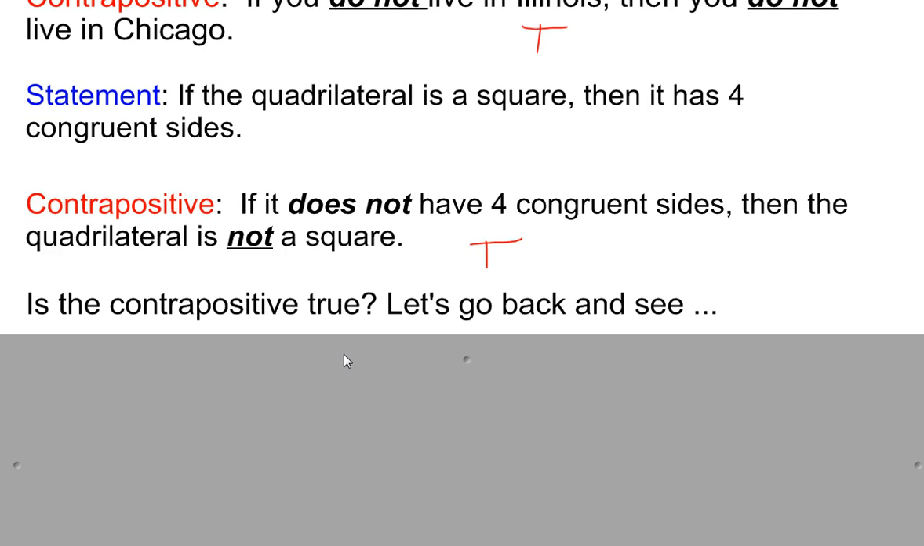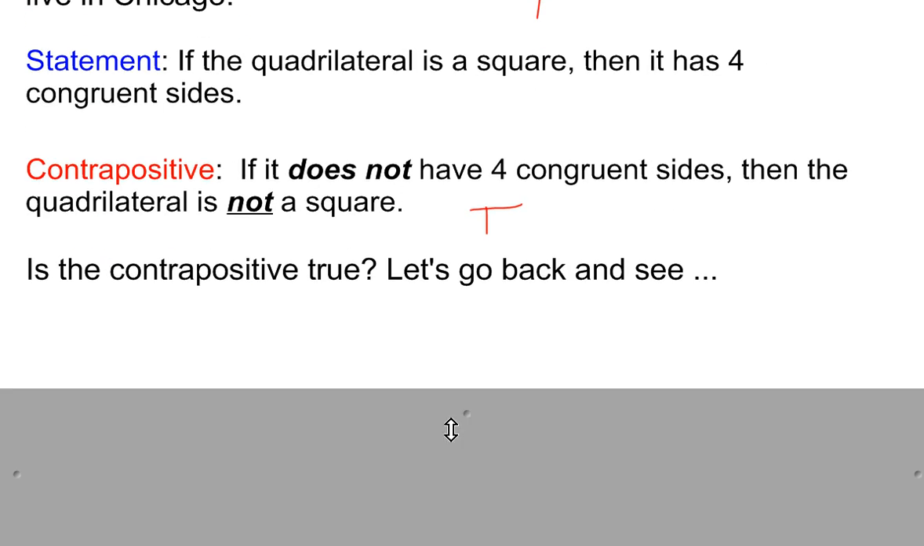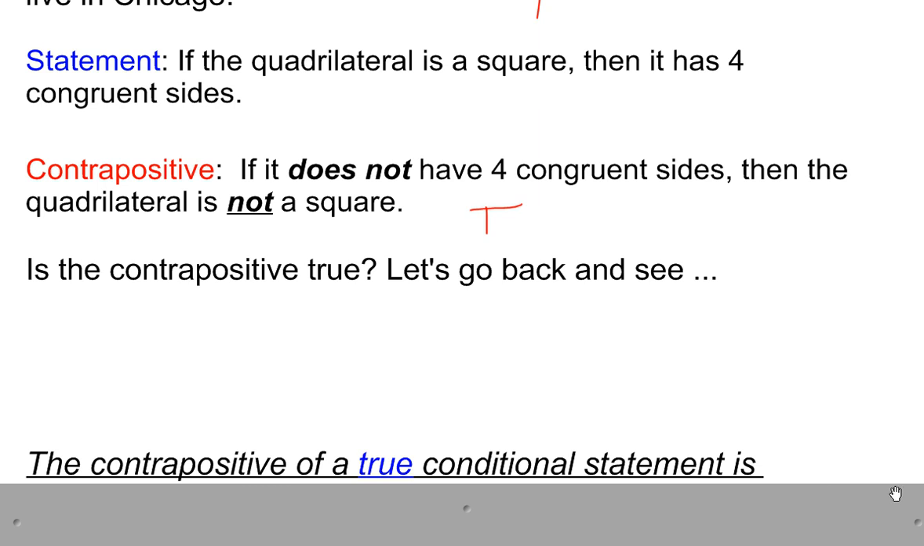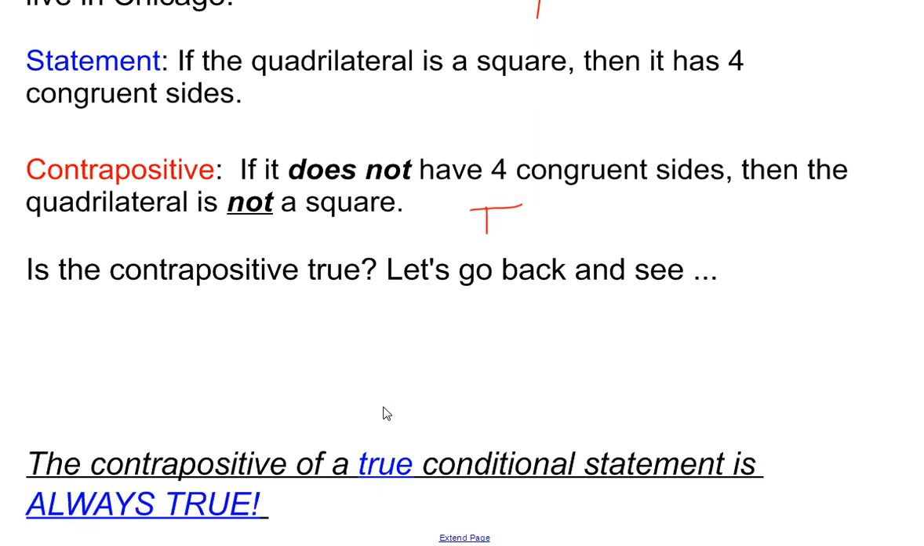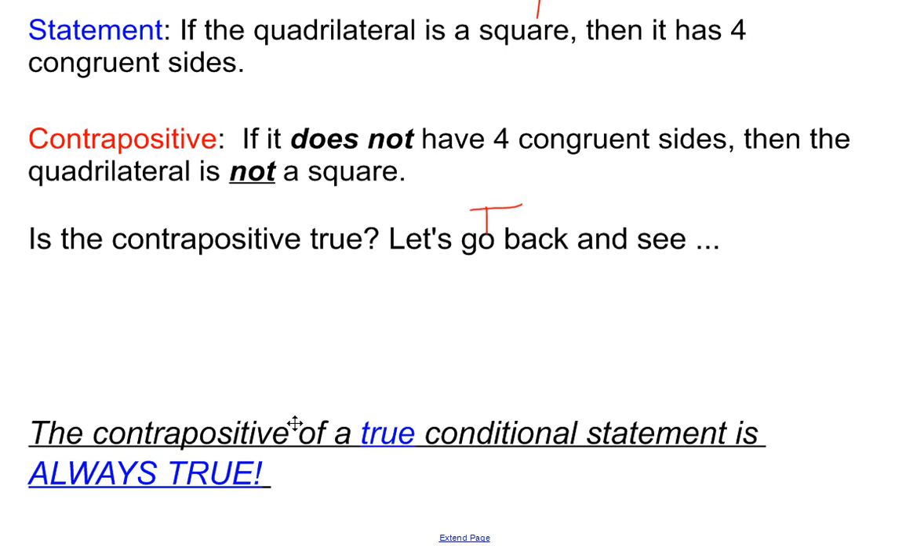So it looks like the contrapositive of a true conditional is always true. Write this down in your notes. The contrapositive of a true conditional is always true. If you need to put your player on pause, please do so.